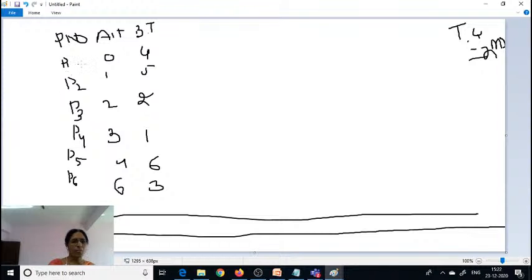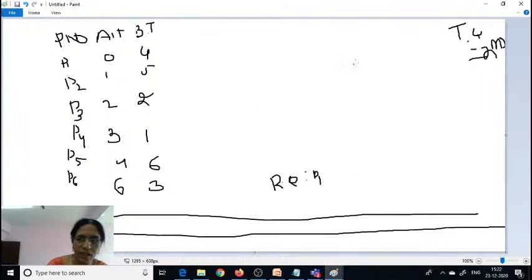Okay, now P1 arrival time is 0, so at time 0 P1 enters into the process. So now see the ready queue, how the ready queue is there. Okay, so first P1 enters into the CPU.